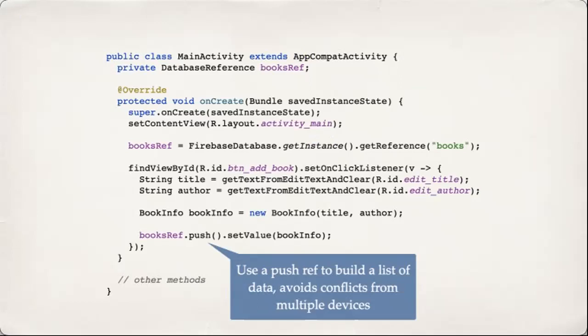So the advantage here is even if you have multiple clients trying to add new data at the same time, they will not conflict with each other. If we were using, say, the book title as the key, and then if two of our instances try to add the same book title at the same time, there could be conflicts and then unexpected behavior. So this is the recommended way of adding lists, and make sure you use it if you're using lists. Okay.